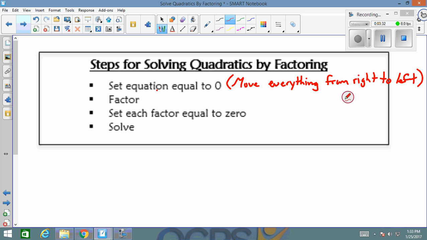Then we're going to factor. Again, that's the x method. That's what we've been doing. Then you're going to set each factor equal to 0 and then solve. I'll show you how to do that in a second. Okay, so let's do some examples.